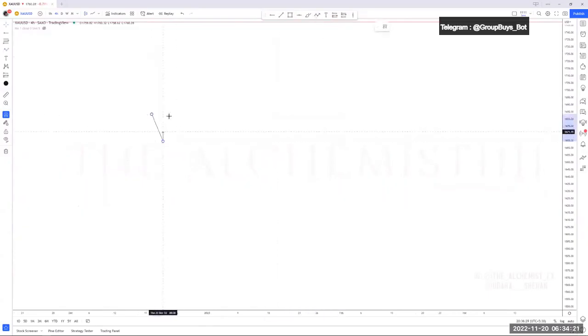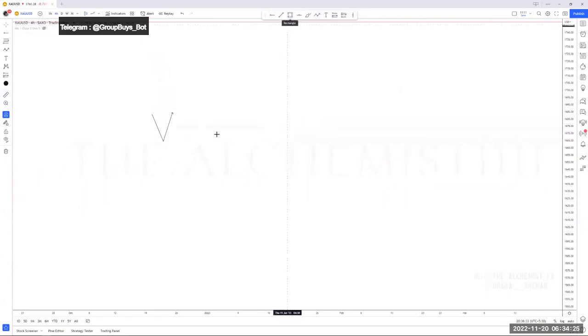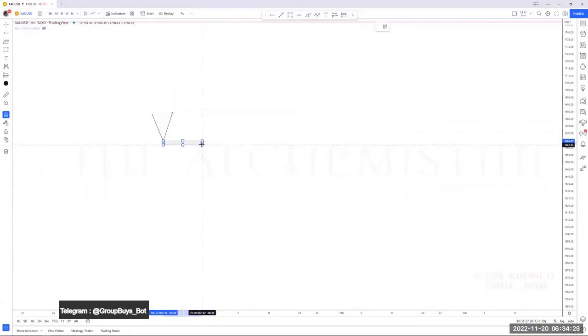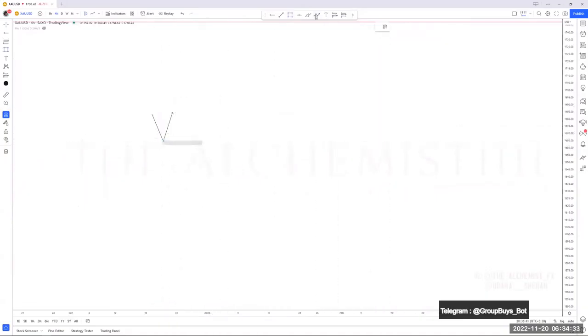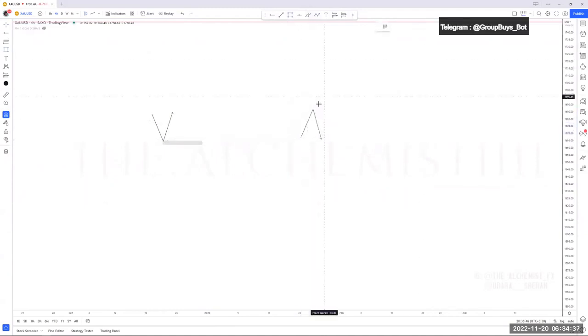This is how a support would look. The V formation, we call it. This right here is how a support would look on a line chart. So this area right here will be the support, the key level. And this right here will be the resistance. Same thing, this will be something like the A formation.